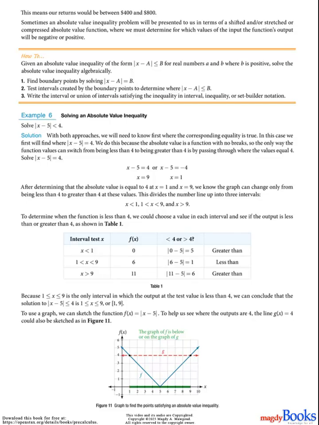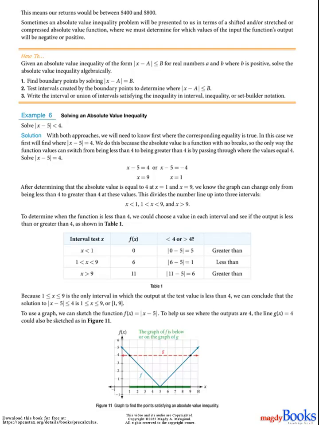Example 6. Solving an absolute value inequality. Solve the absolute value of x minus 5 is less than 4. Solution. With both approaches, we will need to know first where the corresponding equality is true. In this case, we first will find where the absolute value of x minus 5 equals 4. We do this because the absolute value is a function with no breaks, so the only way the function values can switch from being less than 4 to being greater than 4 is by passing through where the values equal 4. Solve the absolute value of x minus 5 equals 4.